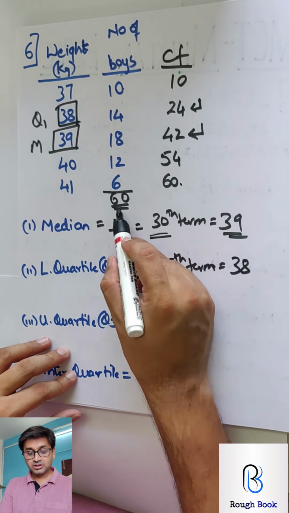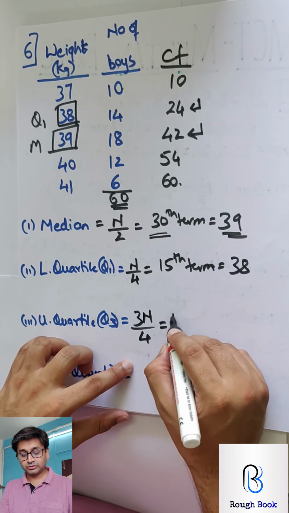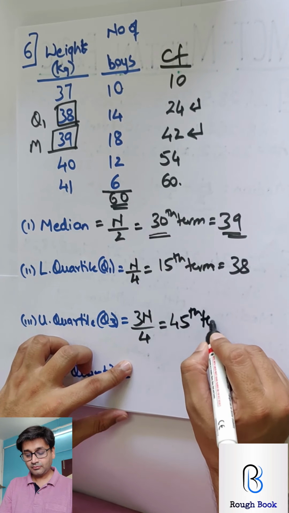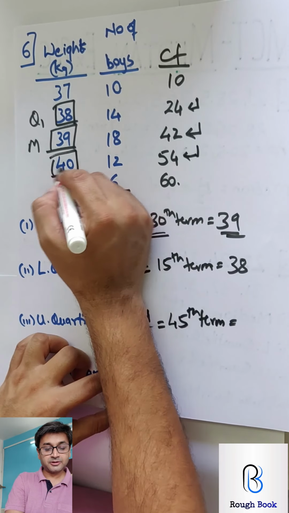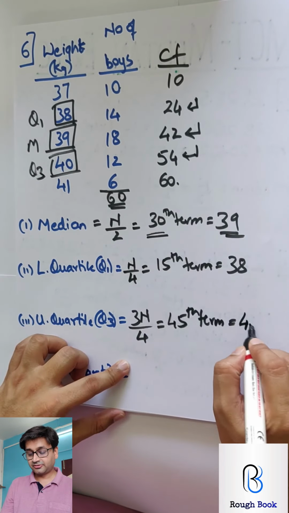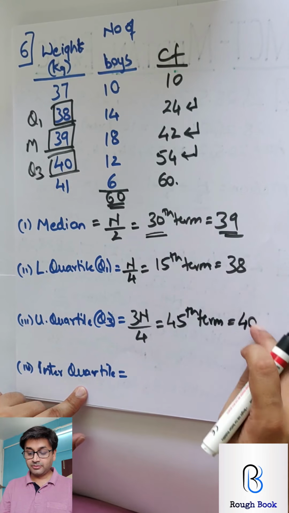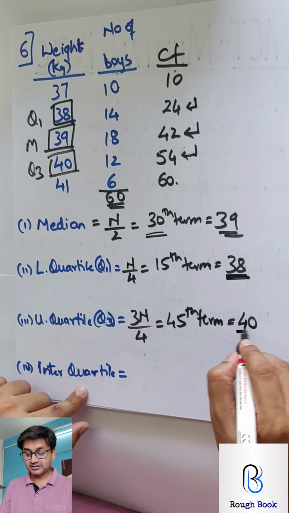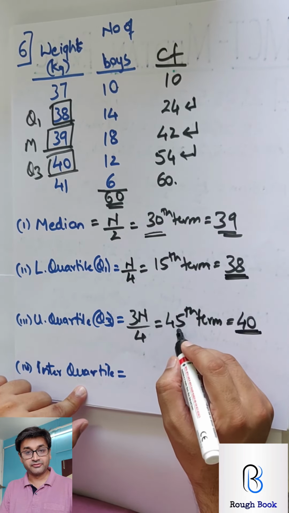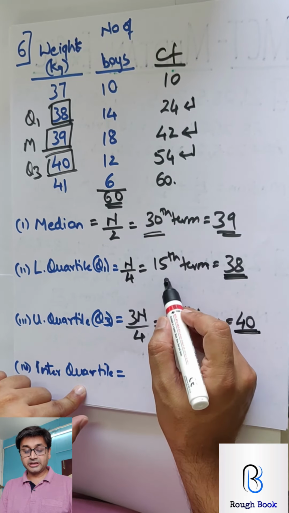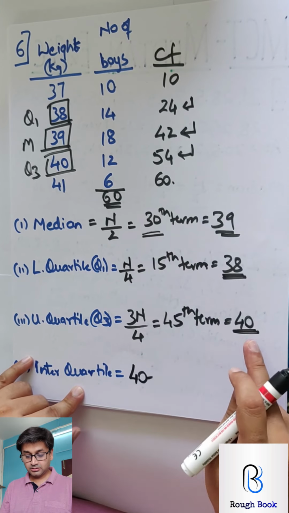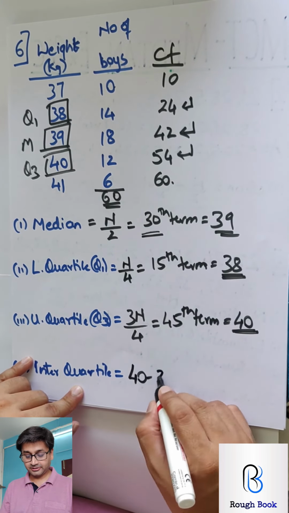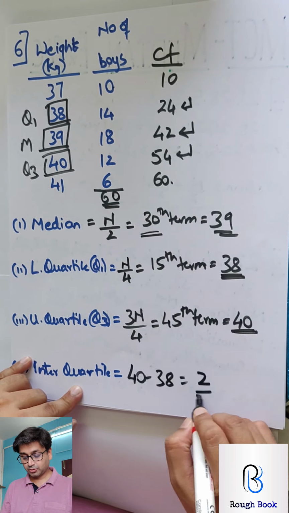3n by 4. So 3 into 60 by 4, so 45th term. So what is my 45th term lying here? So then this becomes my Q3, that is 40. And interquartile will be the difference of these two answers, that is 38 and 40, not 45 and 15. I have seen people taking 45 and 15, you will get a 0. 40 and 38. So the answer should be 2.